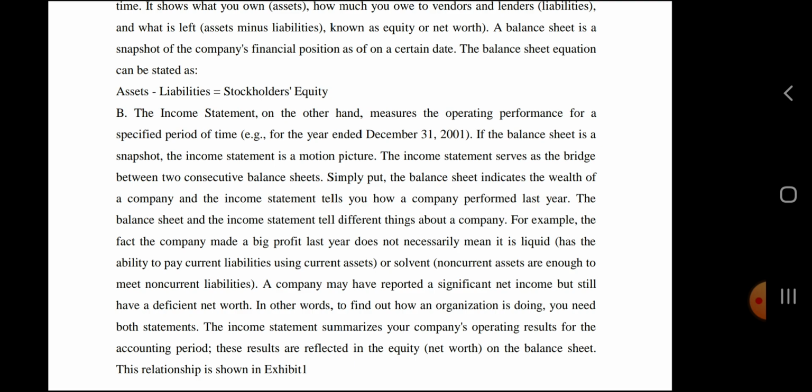Okay, it shows the relationship between expenses and income. Okay, then it shows the profitability position, performance of the organization. Okay, and it is beneficial for the organization to take correct decision, to take right decision.